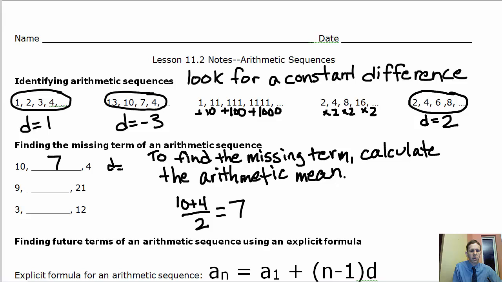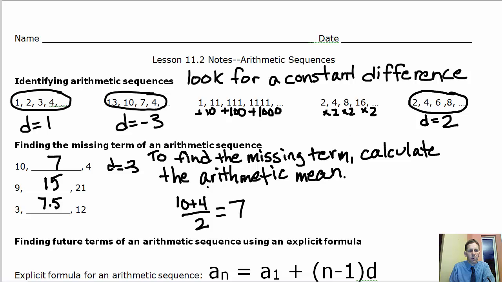What I'd like you to do is pause the video and see if you can find the missing term of these two arithmetic sequences. So for the first sequence, the missing term is 15. This makes sense because to get from 9 to 15, you have to add 6. To get from 15 to 21, you have to add 6. That's your constant difference, 6.